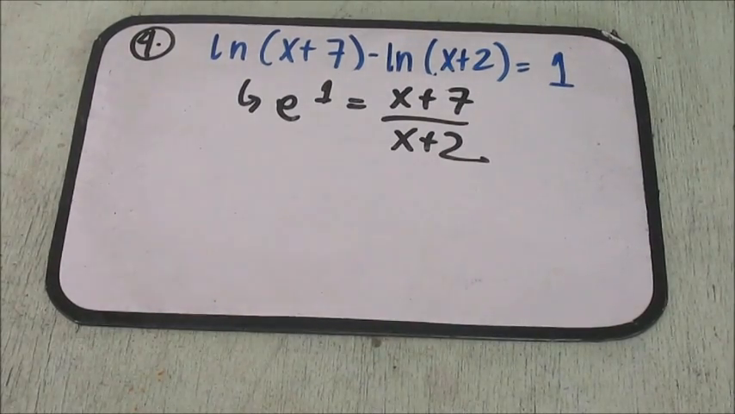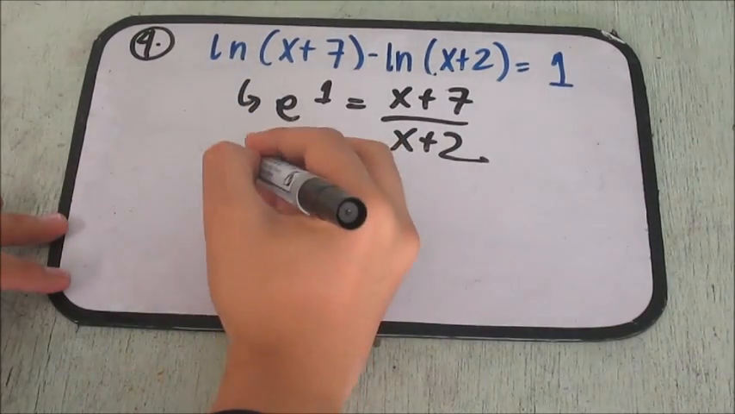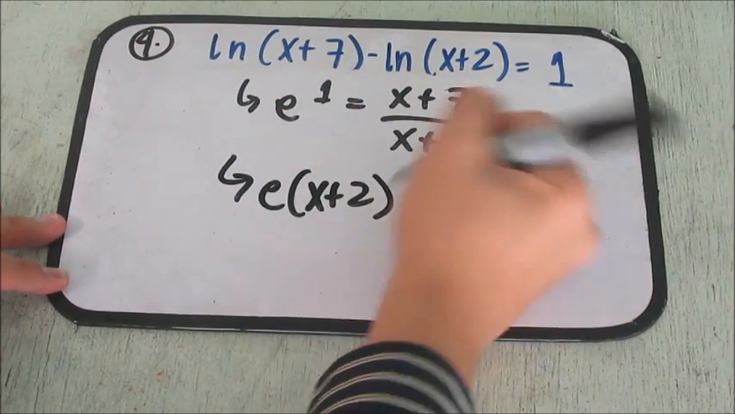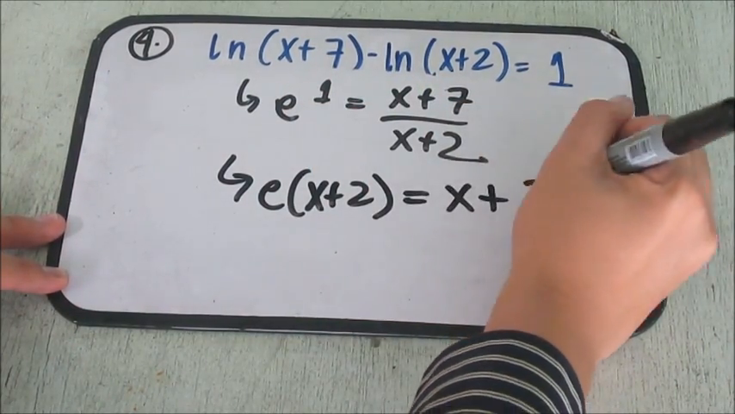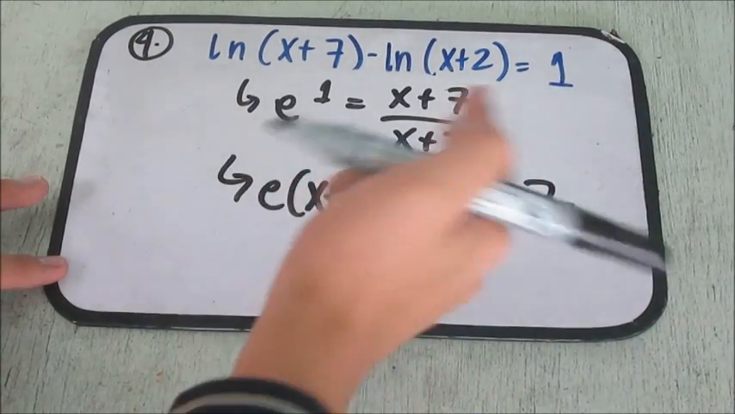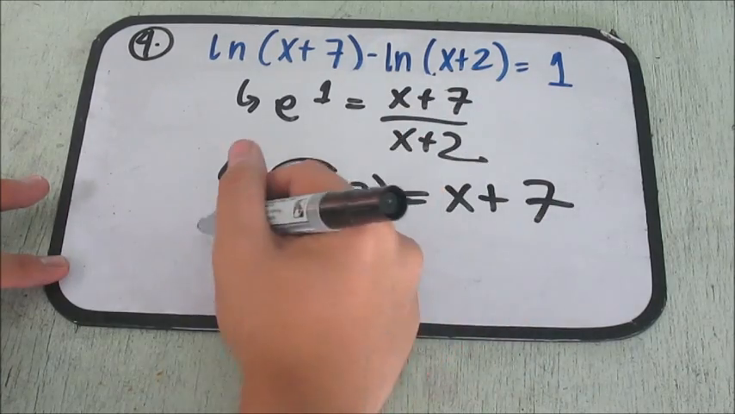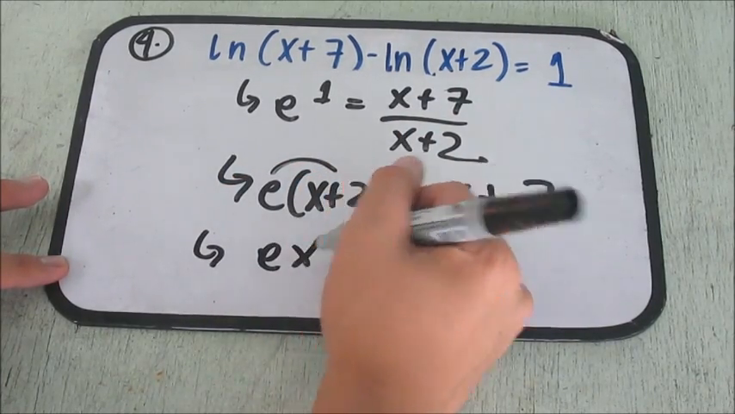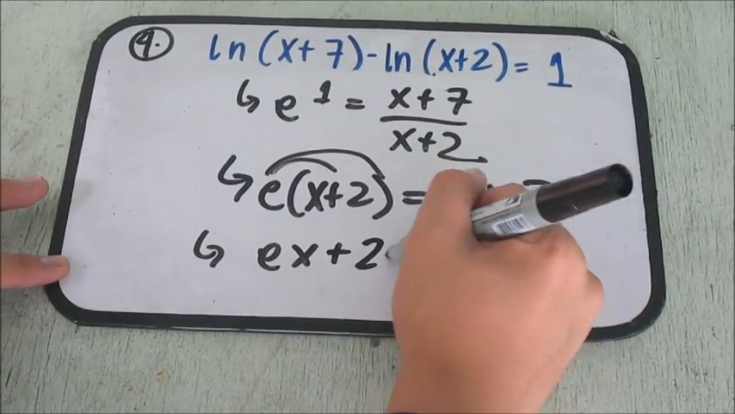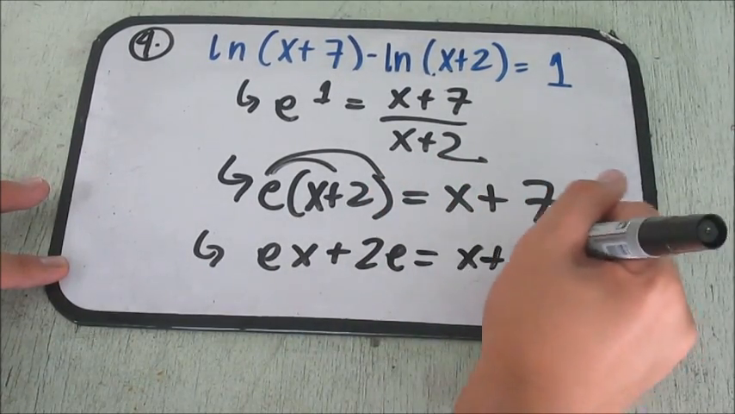And then you will cross multiply. So x plus 2 times e will be e times x plus 2 equals x plus 7. And then you will just multiply e to x and to 2. So e times x equals ex, and then e times 2 equals 2e. So ex plus 2e equals x plus 7.